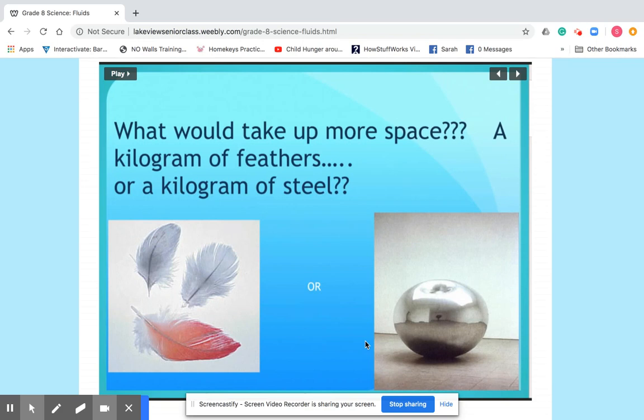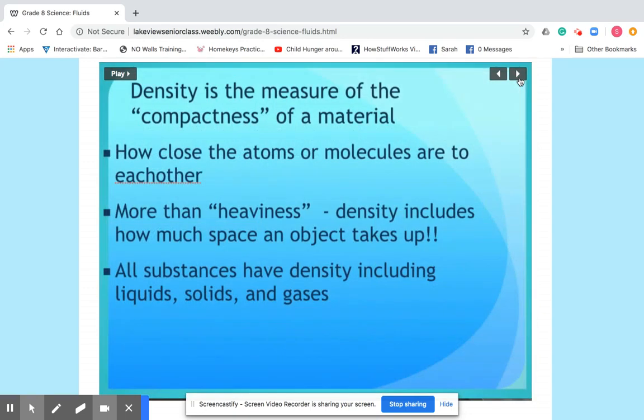And that's because the molecules, atoms, or particles within the feathers don't have the same degree of compactness or closeness together as this ball of steel. And we would need a lot more feathers to make up that weight or that mass of 1 kilogram. So then I guess we could say we've already learned that density is a ratio, but density is the measure of the compactness or how close the atoms or molecules are to each other within an object.